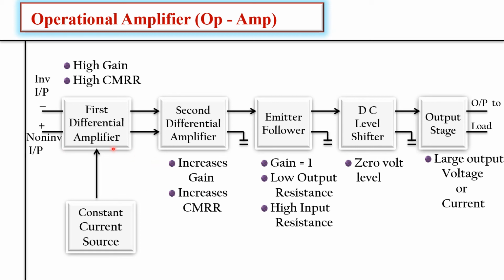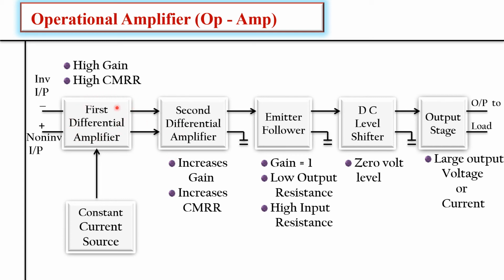So this block diagram is divided into 3 stages. The first stage consists of a first differential amplifier. The intermediate stage consists of the second differential amplifier, emitter follower, DC level shifter, and the last stage consists of an output stage. The op-amp has 2 inputs, inverting input and non-inverting input, and 1 output. Okay. So the differential amplifier is the basic building block of the op-amp.